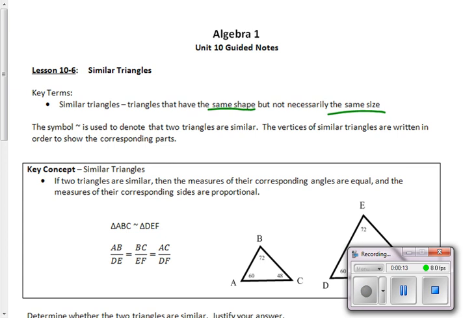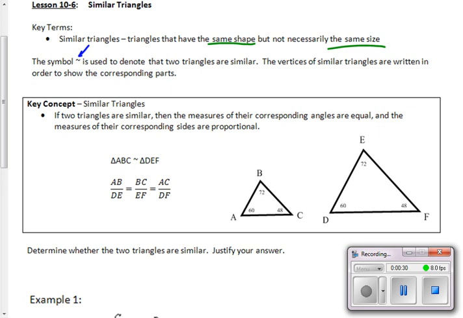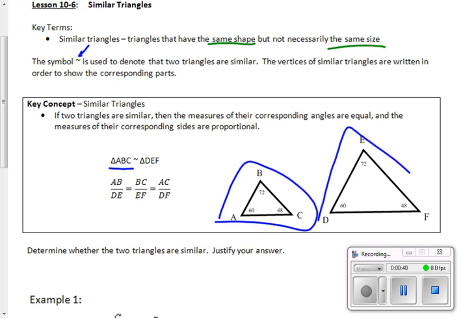What you need to know here is this little squiggly line is a symbol used to denote that two triangles are similar. The vertices of the similar triangles are written in order to show the corresponding parts of the triangle. If you look in the key concept, it shows you that triangle ABC is similar to DEF, and they go in that same order.